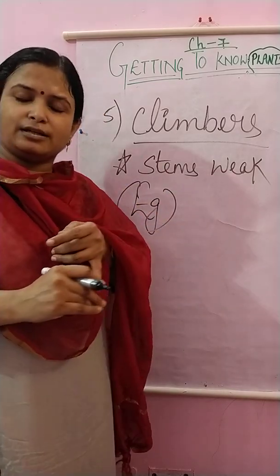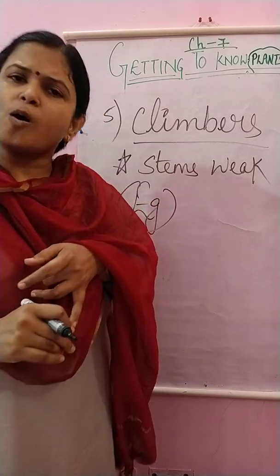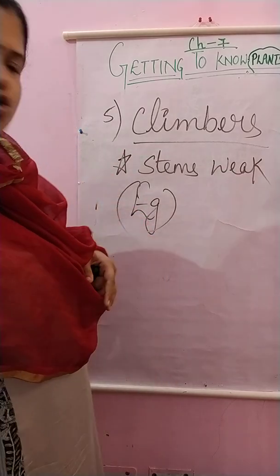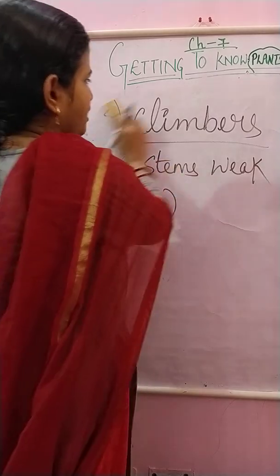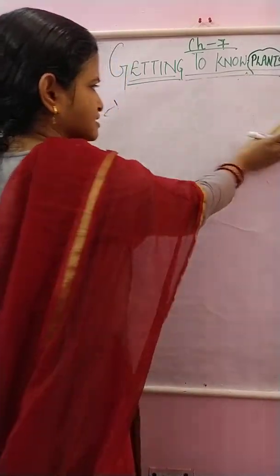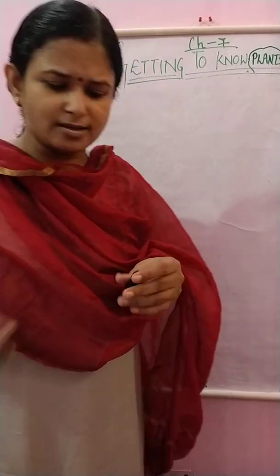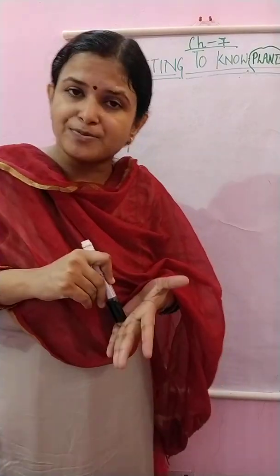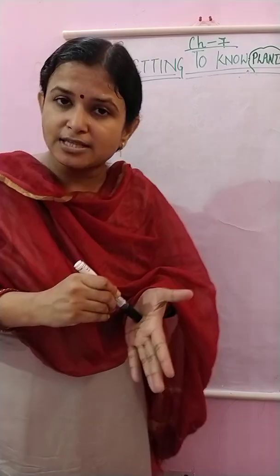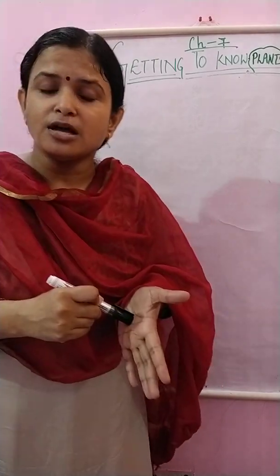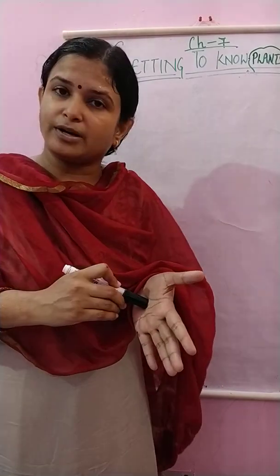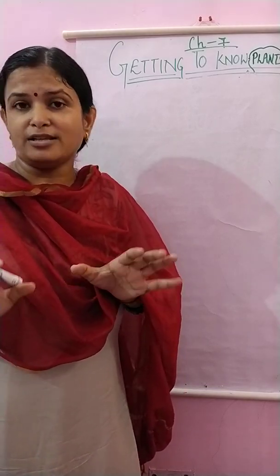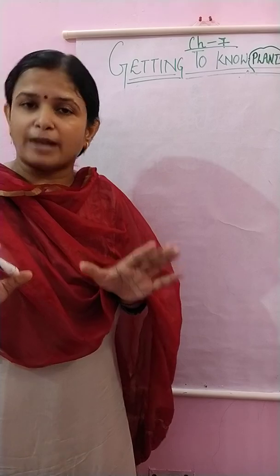Like money plant, grapevine, all these are examples of climbers. So, children, till now we have discussed different kinds of plants. We have discussed herbs, shrubs, trees, climbers, and creepers. I hope you all have understood the different kinds of plants.